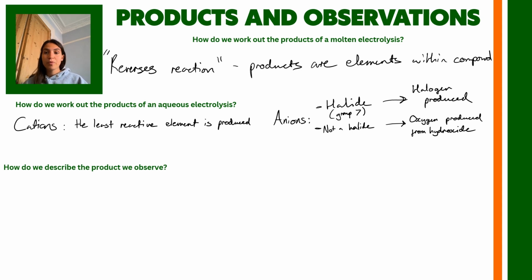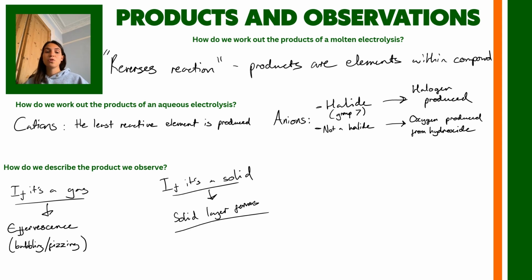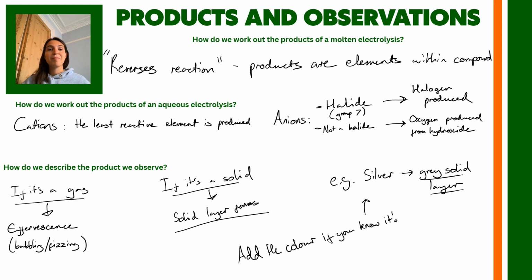How do we describe the products that we observe? So if you have a gas, you talk about effervescence that you see, bubbling or fizzing. If it's a solid, you talk about a solid layer forming. And if you know the colour, make sure to add that as well. So silver, for example, you would say grey solid layer formed.